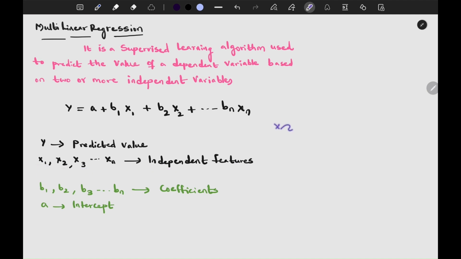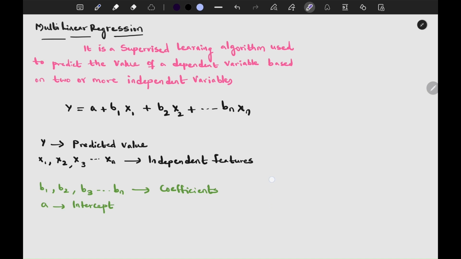In our case, one of the features is the number of bedrooms, which is x1, and the next one is the number of balconies, which is another independent feature, so it will be x2. And b1, b2, b3 till bn are coefficients, and a is the intercept.